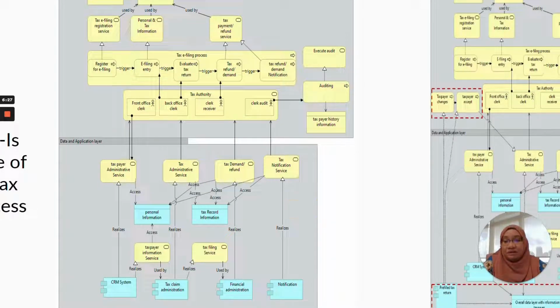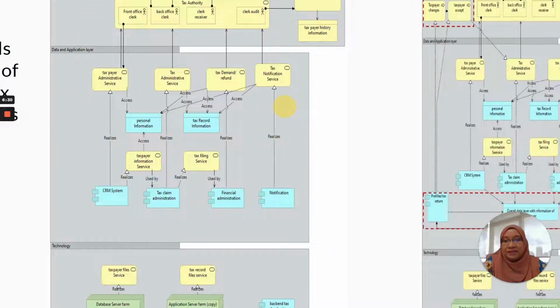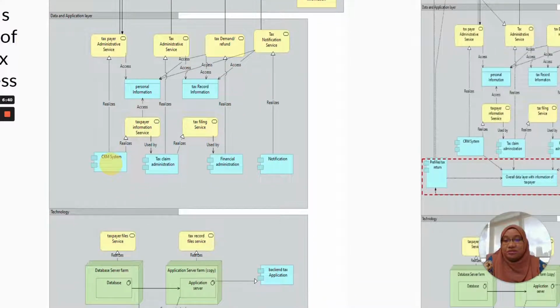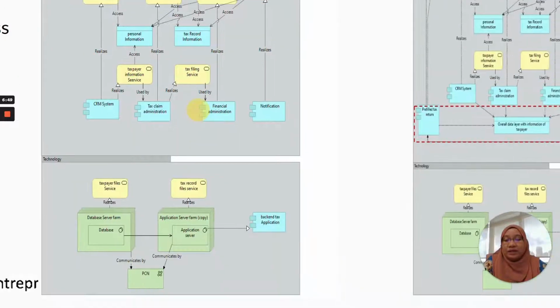And from the business process, we are able to relate it to the data. What data are used to support all this process, and what are the related systems? This diagram shows the notation for the system. So there are together four systems to support this tax e-filing. And what is the technology? So this is the server used currently.